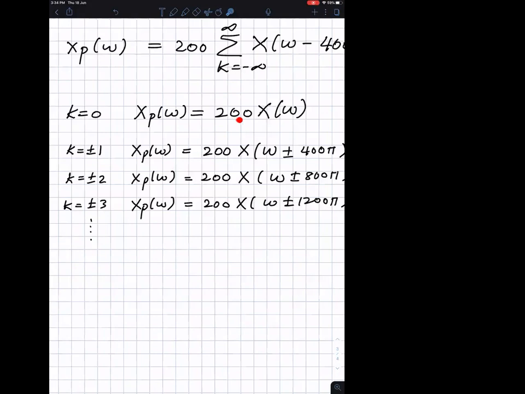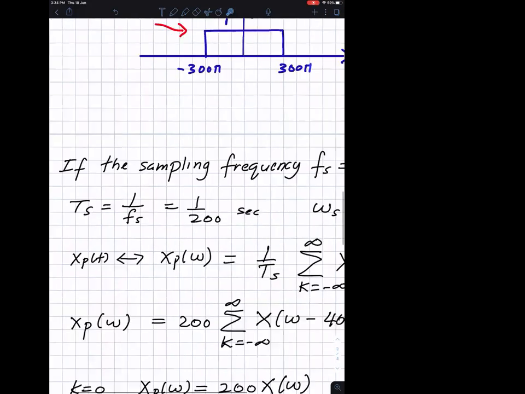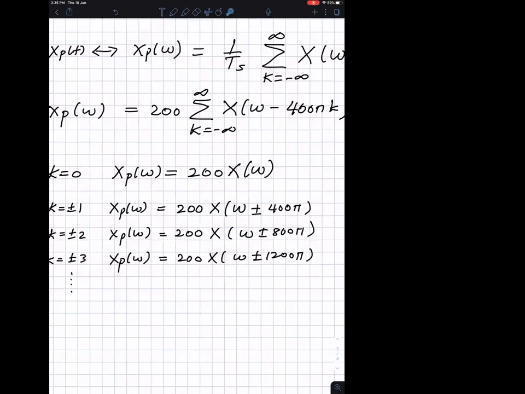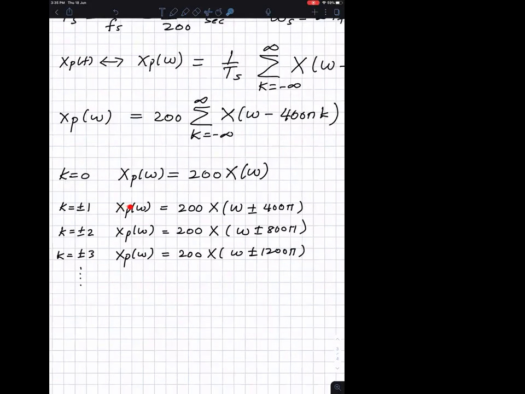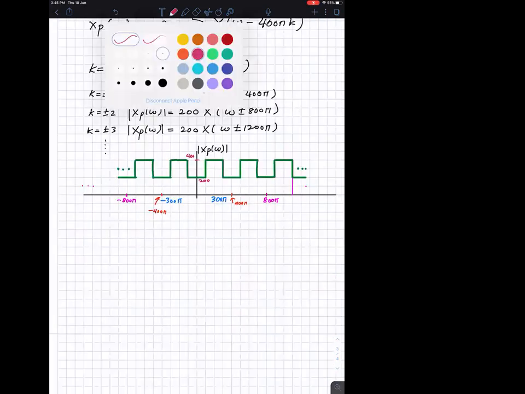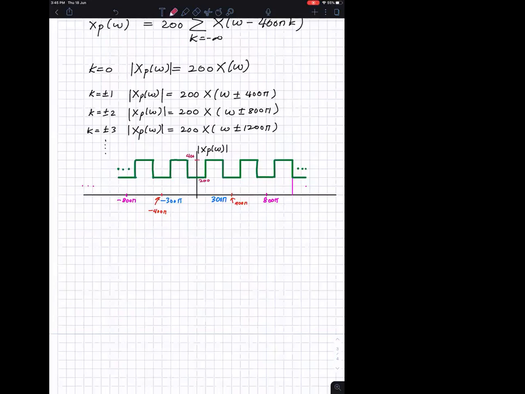Okay, and now it's located when omega is 0. When k is plus minus 1, again the amplitude is 200, but it's located at plus minus 400 pi radians per second. So when k is plus minus 2, it's located at plus minus 800 pi. And k is 3, it's located at plus minus 1,200 pi. So we're going to sketch all this. Okay? Yes, sir.